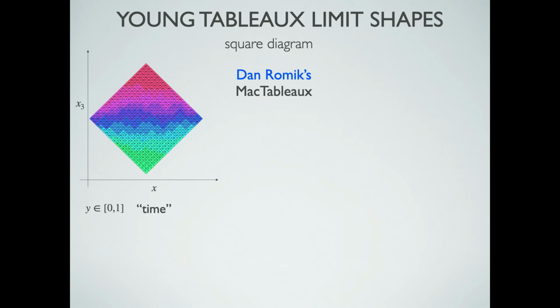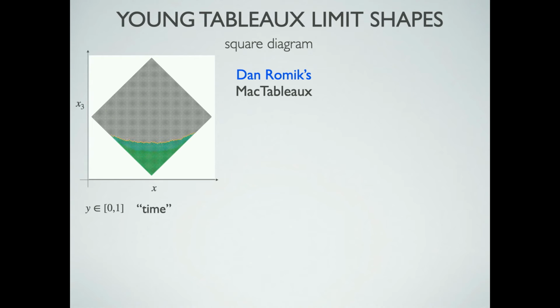There is a similar story for another model, which is the random Young tableau. Here is an illustration for the square diagram. We have a fixed shape of a diagram, in this case a square, and then we look at a random Young tableau on top of it. These numbers have to increase in these two directions. And then we have this kind of shape.